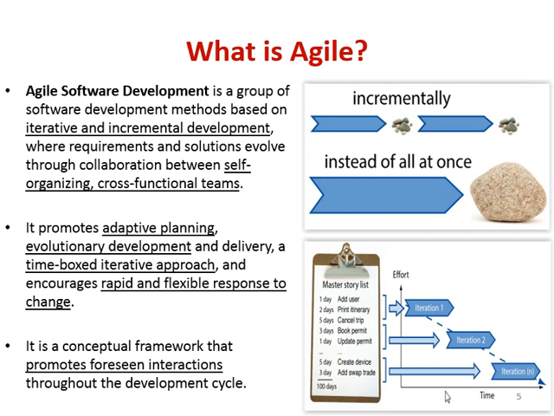Encourages rapid and flexible response to change. What exactly is Agile? Agile is nimble, as I said. So it is a rapid and flexible response to change. Since we have an adaptive approach, we need to deliver a response to change. Third point is, it is a conceptual framework that promotes foreseen interactions throughout the development cycle. This we have already discussed, so nothing new in this point.